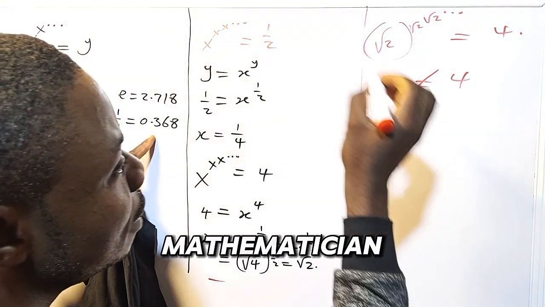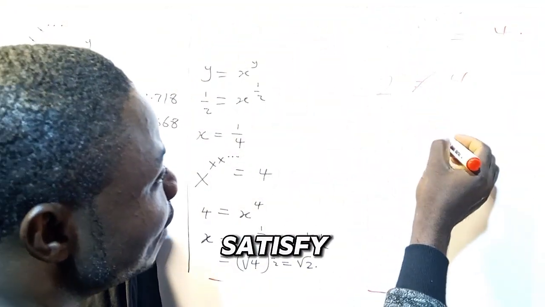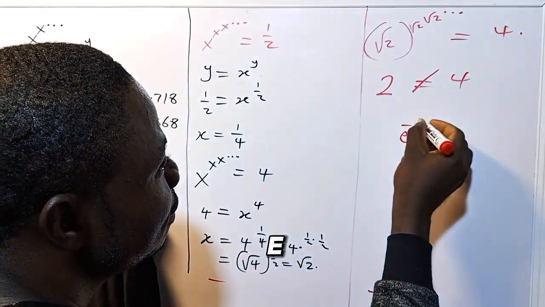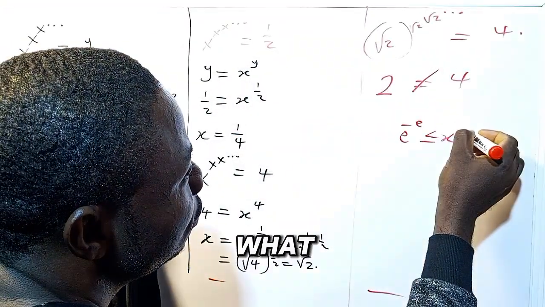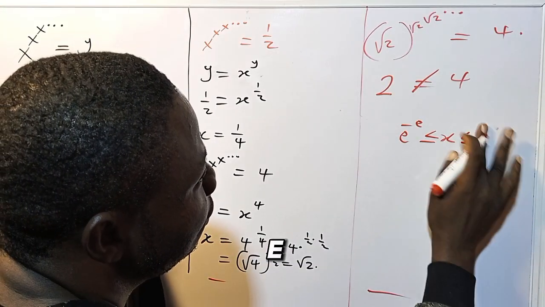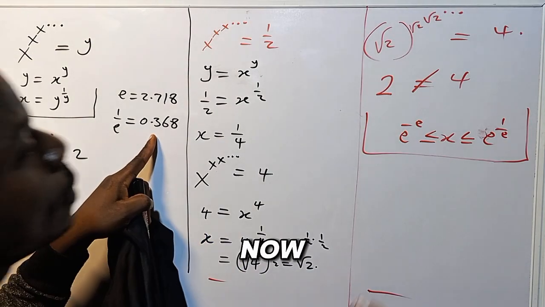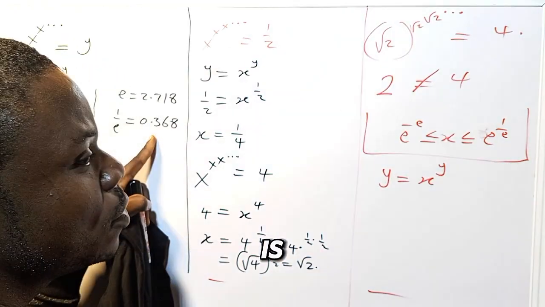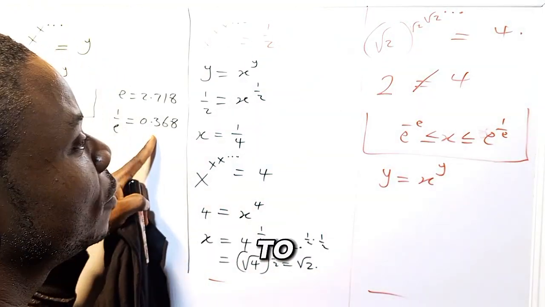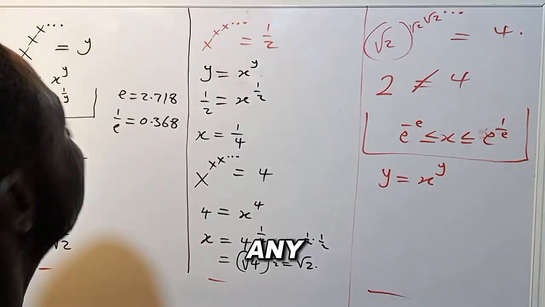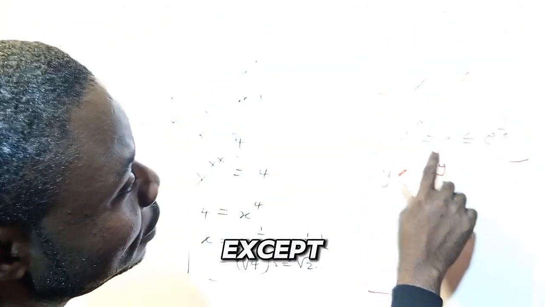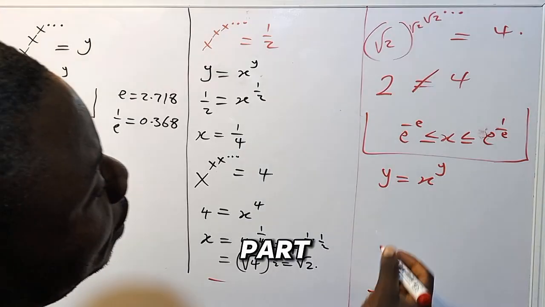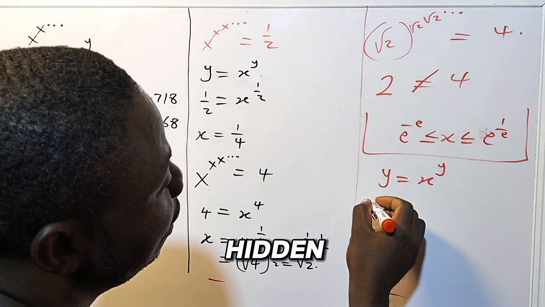That means mathematicians have proved that the base must satisfy this expression: s greater than or equal to e, or less than or equal to what? 1 over e. This is the central message. Now, y is equal to s raised to power y is not enough algebraically to tell us that the answer for any tower must be this, except if it obeys this rule. Now, understand the hidden tower, part 5. That is the hidden rule.